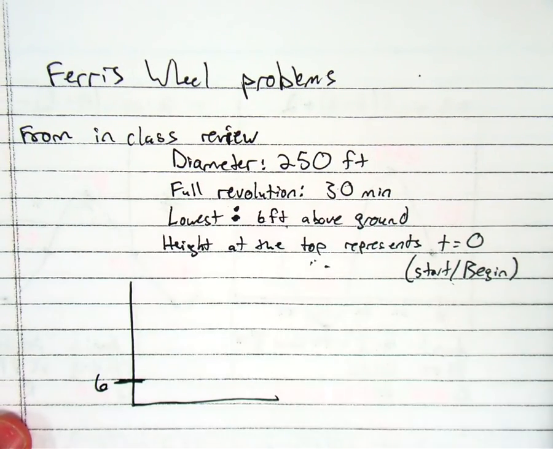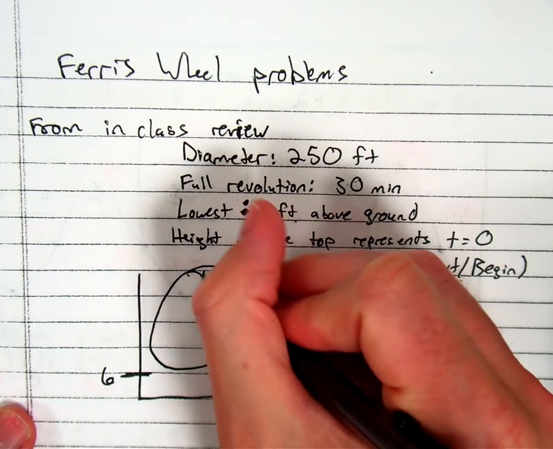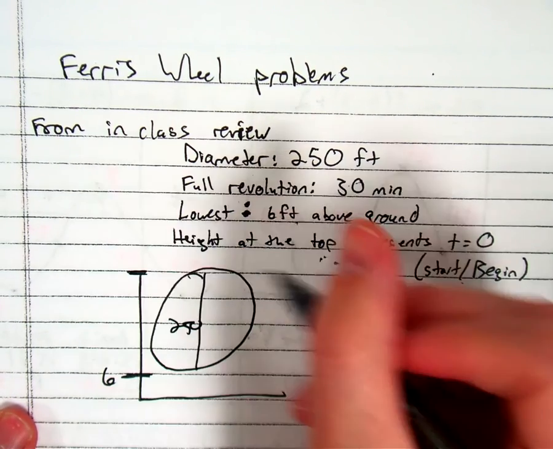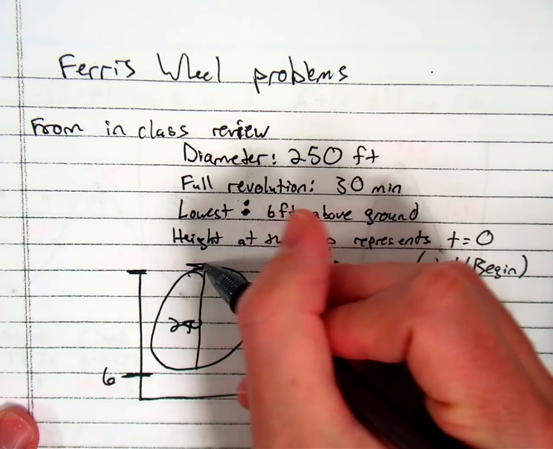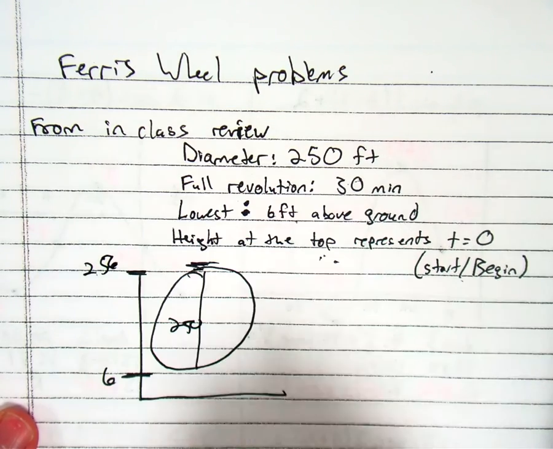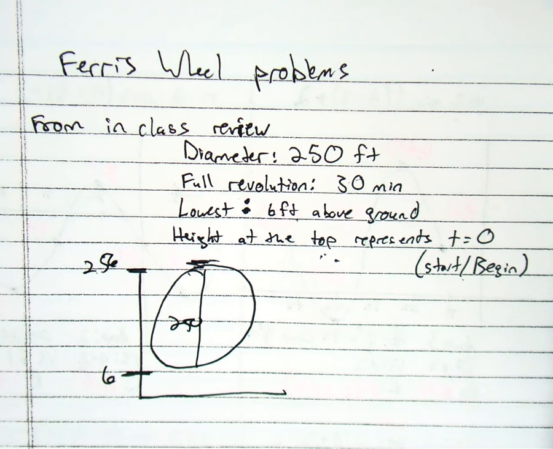Okay, the lowest I am is 6 feet. My Ferris wheel is 250 feet across. Diameter is 250 feet. So that would mean the top, the highest I get, 6 plus the 250 would be 256. So that's my top and bottom. You can use your top and bottom to find the midline.